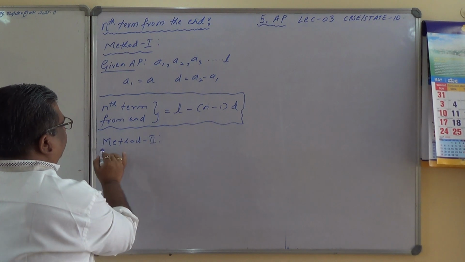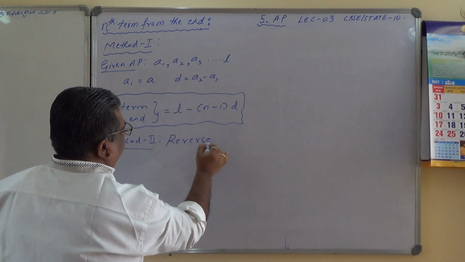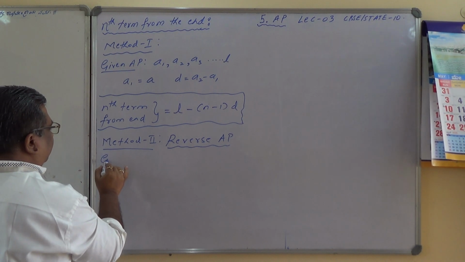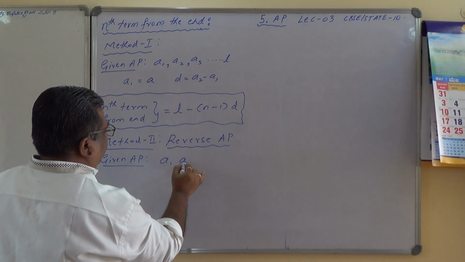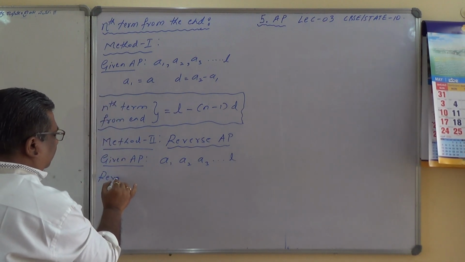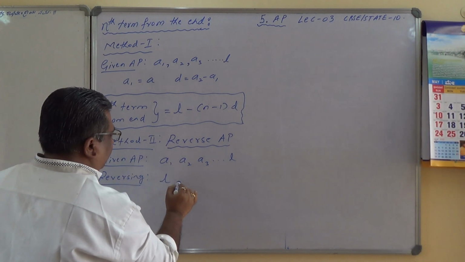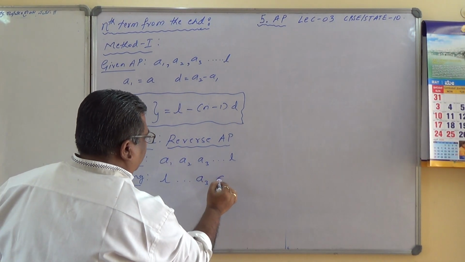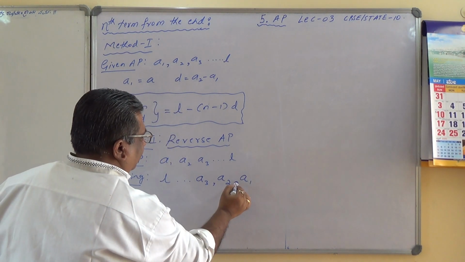Method 2. In this one, the AP is reversed. The given arithmetic progression needs to be reversed. So suppose the given AP is A1, A2, A3, dot, L. So reverse it. Reversing, we obtain L, dot, first you obtain A3, then A2 and then A1. Is it right? This is how you obtain the reversed AP.